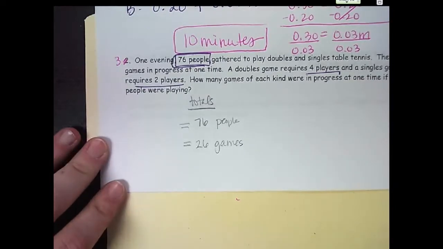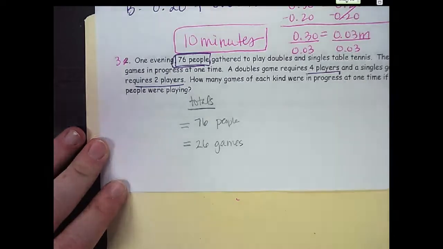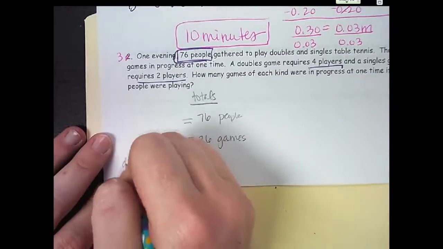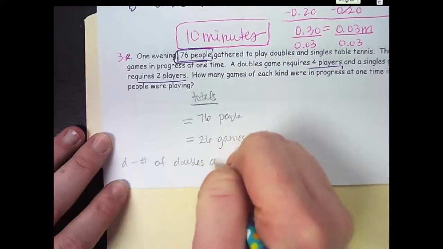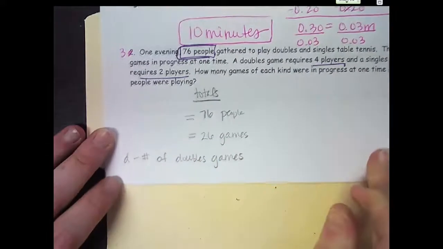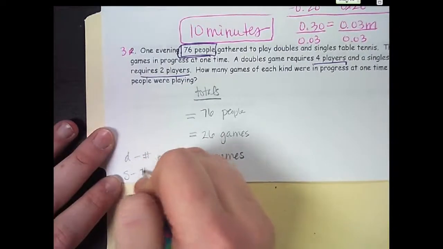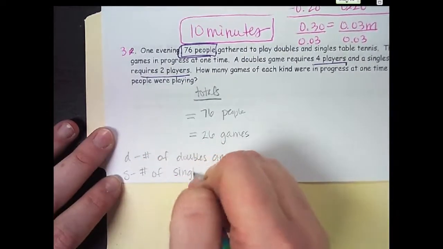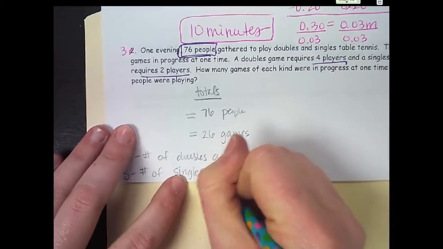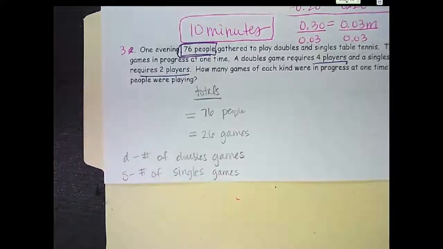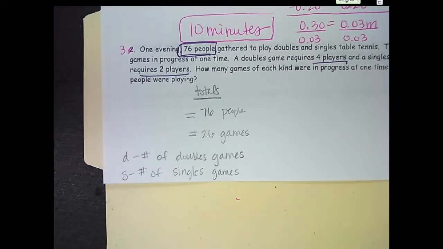What are the 2 things that you're comparing? Not 4 and 2. The amount of singles and doubles. Right, the amount of singles and doubles. So down here, I want to use D for the number of doubles games, and S is the number of singles games. If you write this out, I promise you it will help when you're doing your equations.